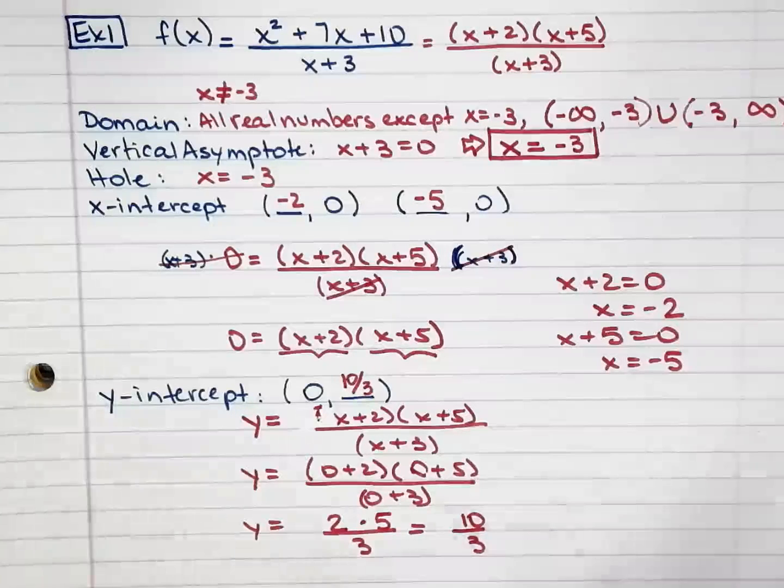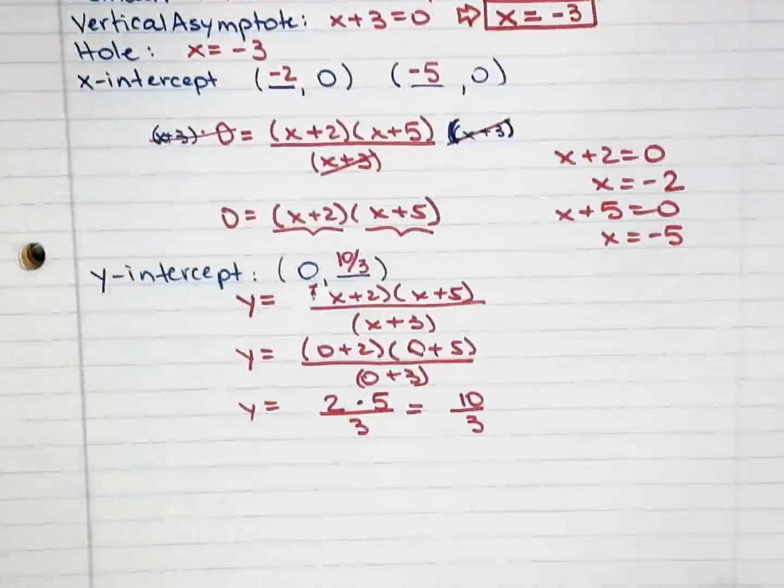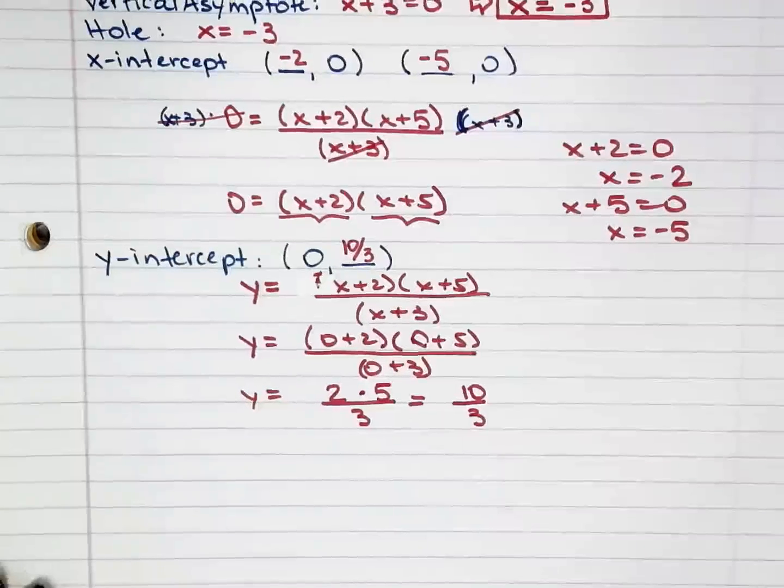Now, the last thing we need to do is to find the horizontal asymptote.